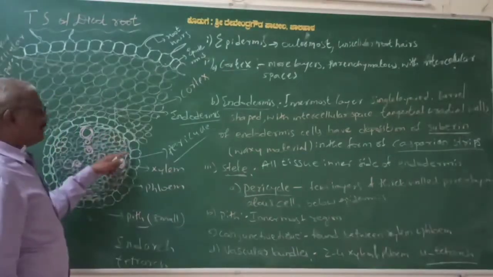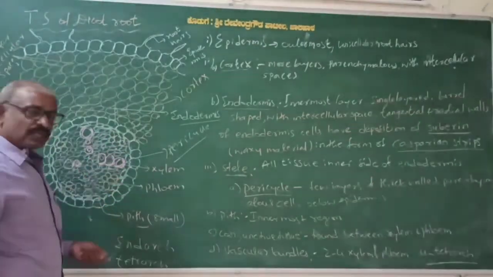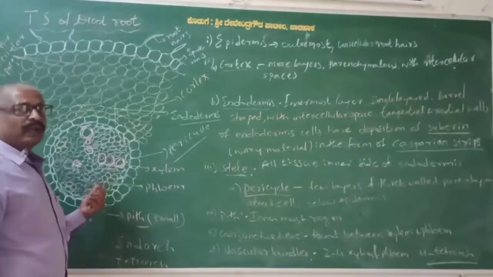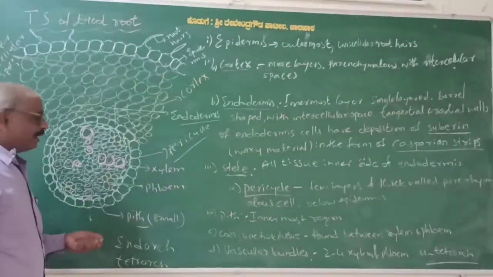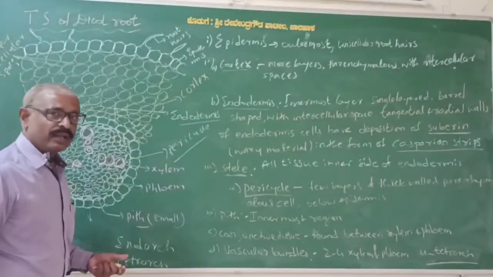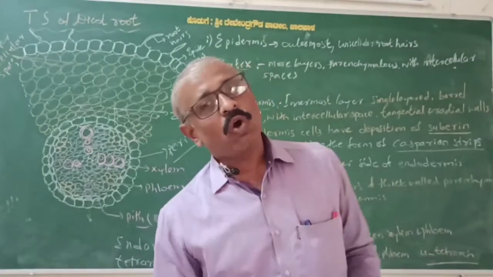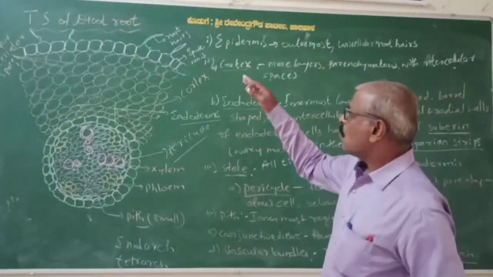Okay, pericycle is a single layer. Of course, there are also parenchymatous thick-walled cells found just below the endodermis. Endodermis is also a single layer. Endodermis is the innermost layer of the cortex. See, this is the whole diagram.